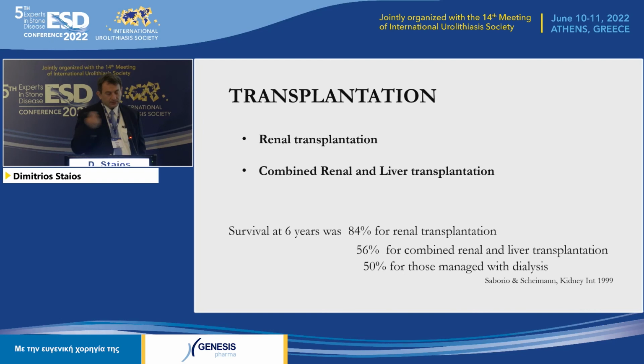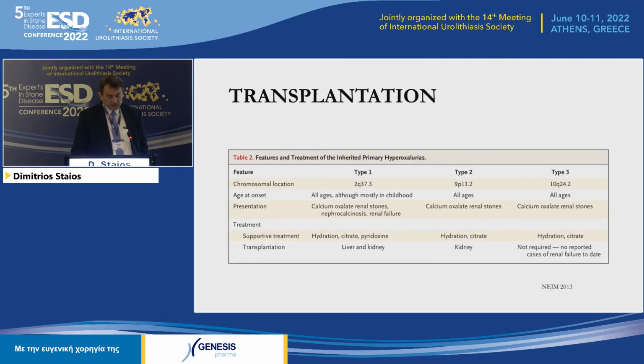And the final treatment is renal transplantation or a combination of renal and liver transplantation. The 6-year survival is about 84% for those patients that have renal transplantation, 56% for those that have the combination, and 50% for those that are managed with dialysis. Of course, in type 1, we have to perform transplantation of the liver and the kidney. In type 2, only the kidney, and thank God in type 3, this is not required.